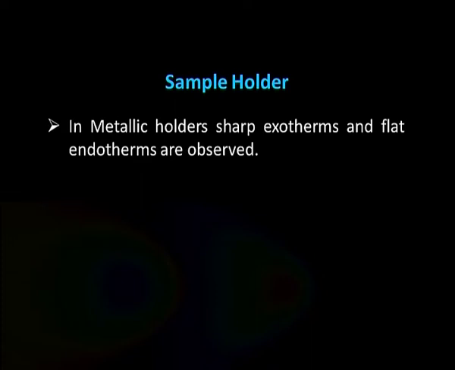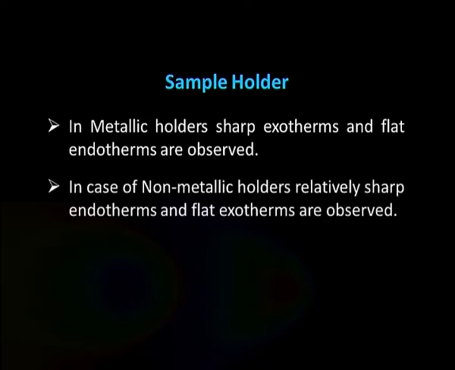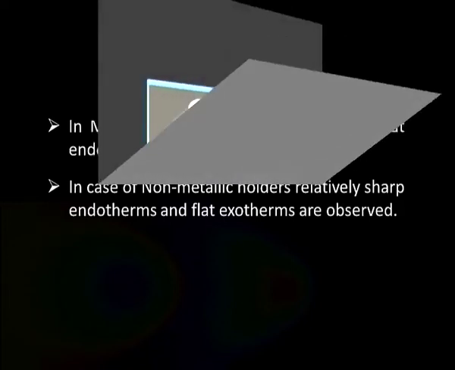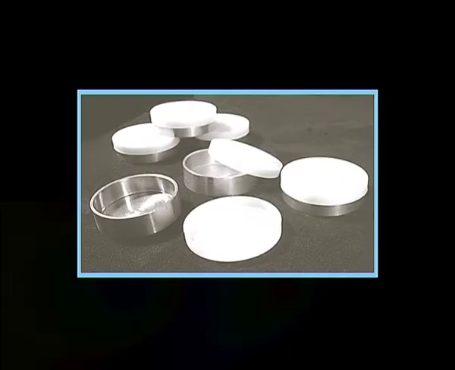In metallic holders, sharp exothermic and flat endothermic peaks are observed. In case of non-metallic holders, relatively sharp endothermic peaks and flat exothermic peaks are observed. These are some substance holders. You can see these are metallic ones and these are non-metallic ones, which are used for DTA analysis.